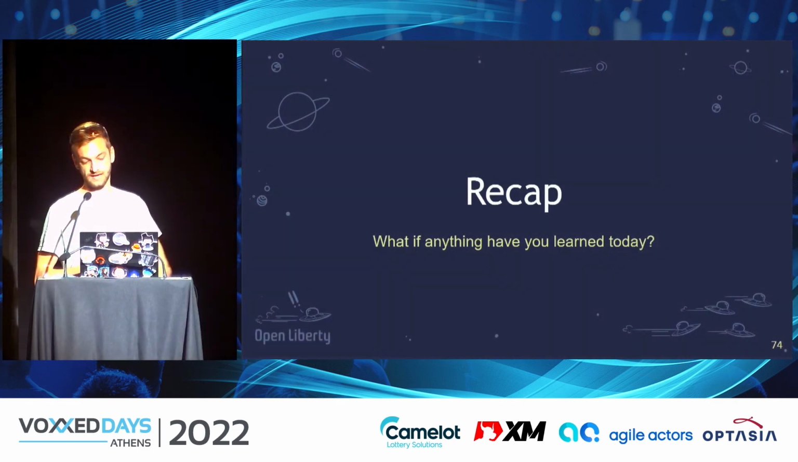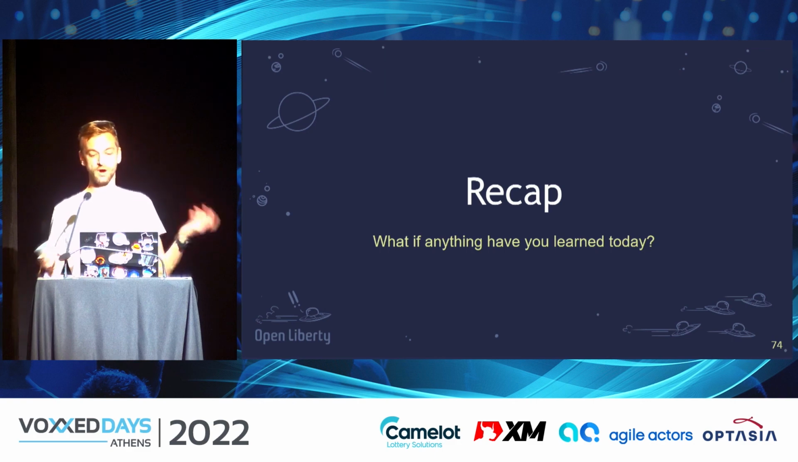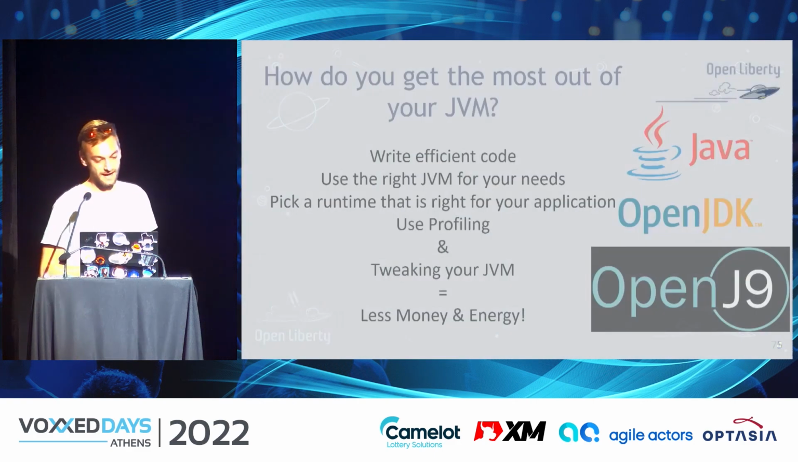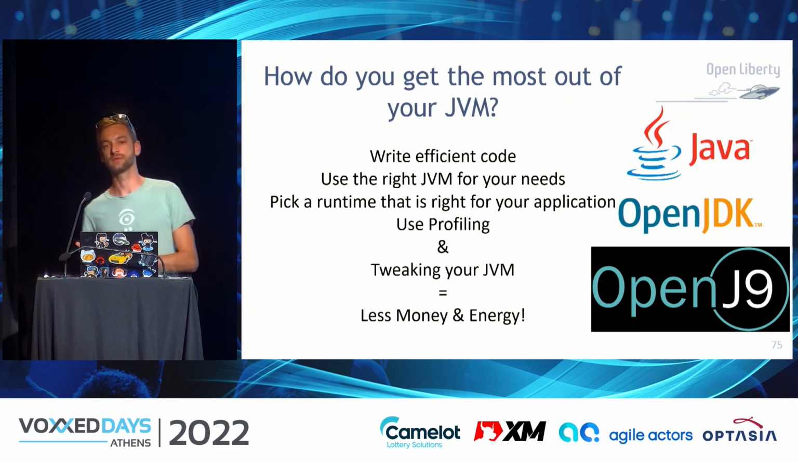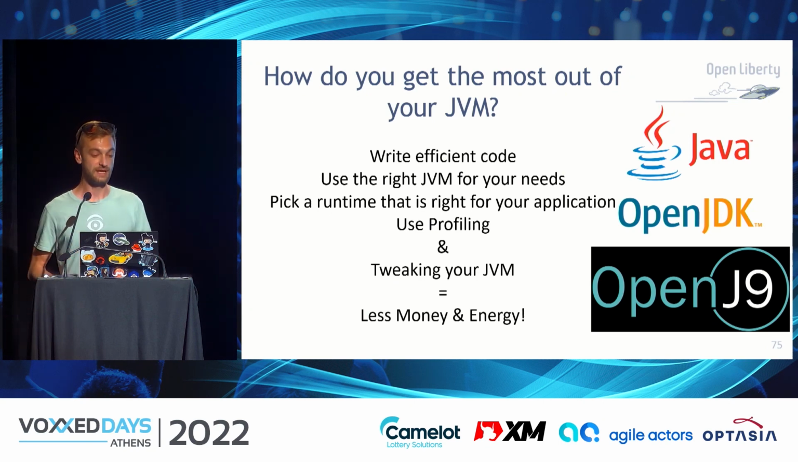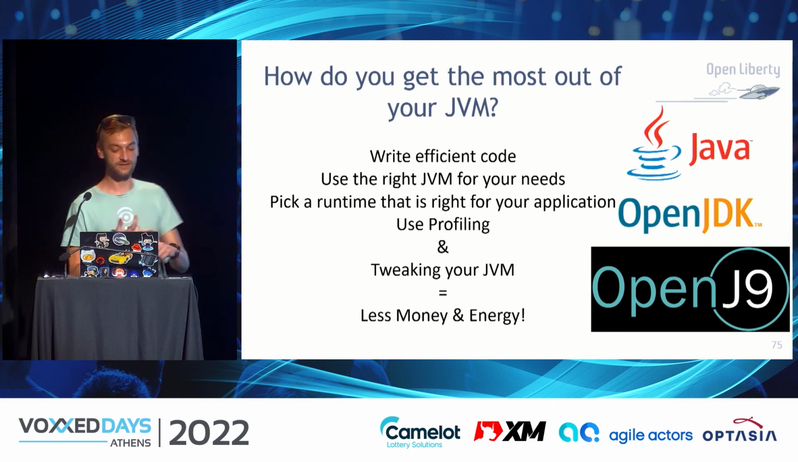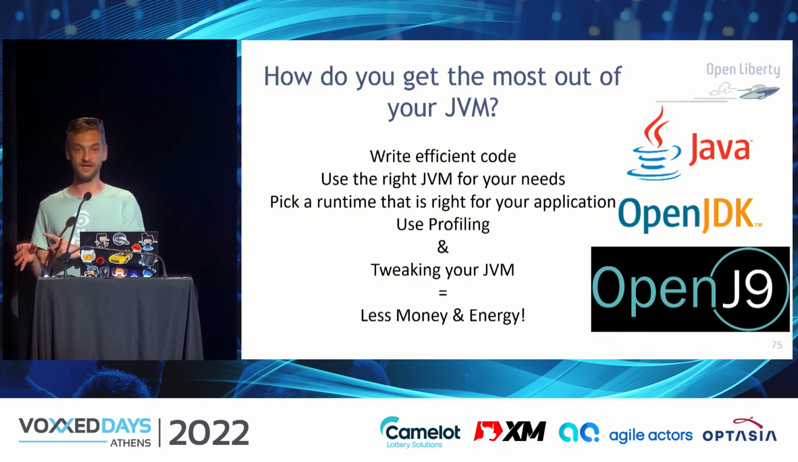So just a quick recap to end things. What have you learned, if anything, today? Writing efficient code is very important. That is the first thing that we should all try and do as much as possible. Then we need to look at what different JVMs are available and what applications we're trying to build to get the best and most performant stack. Then we need to pick a runtime that is right for our application.